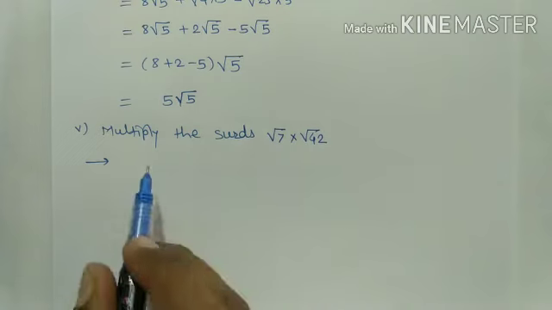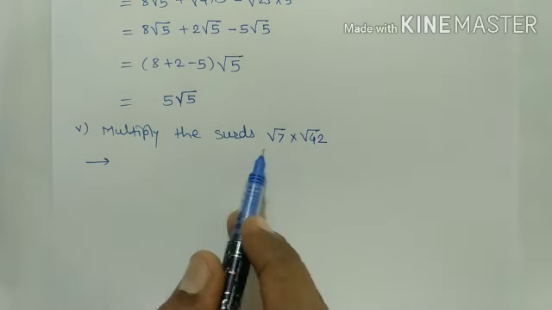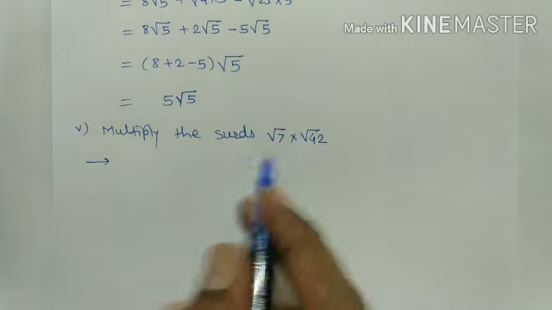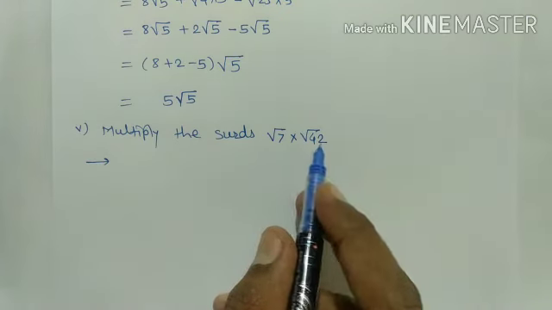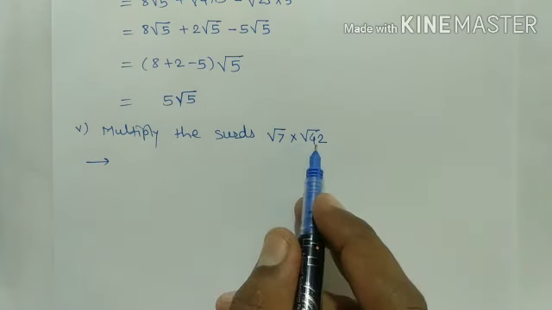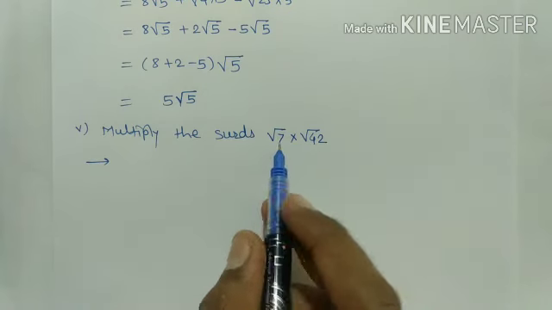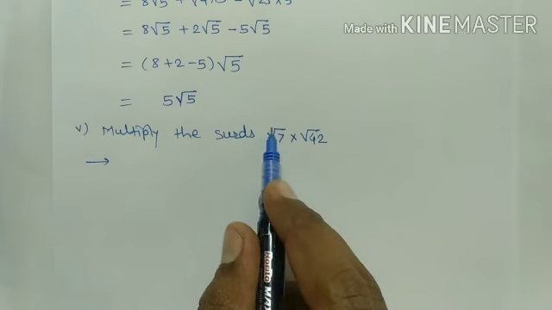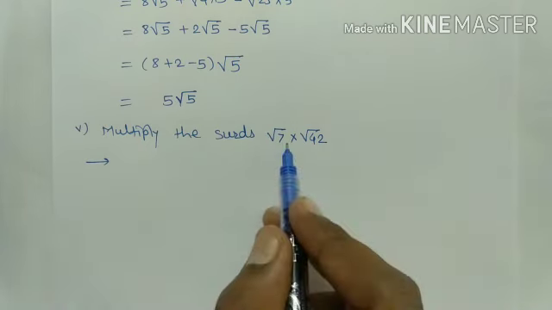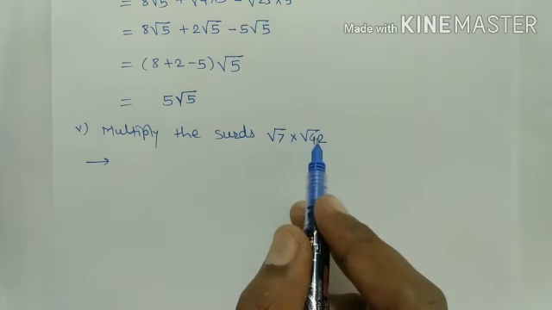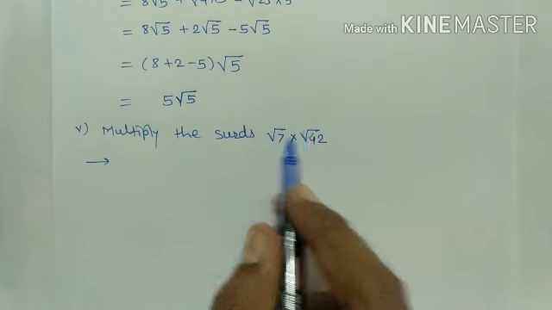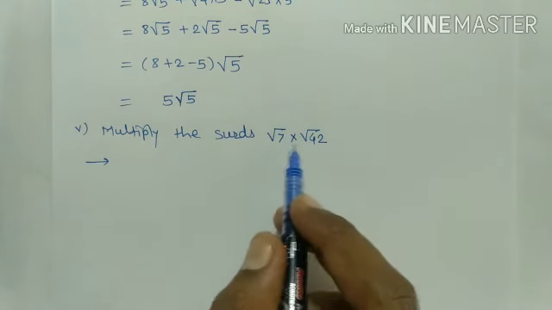Now the next example is multiply the surds √7 and √42. Here these two surds are not like surds. Now are they like surds? No, because the radicand is different. Here only the order of the surds is same, which equals 2. So in multiplication and division, the radicands need not be like surds, but the order must be the same, then we can do multiplication and division.